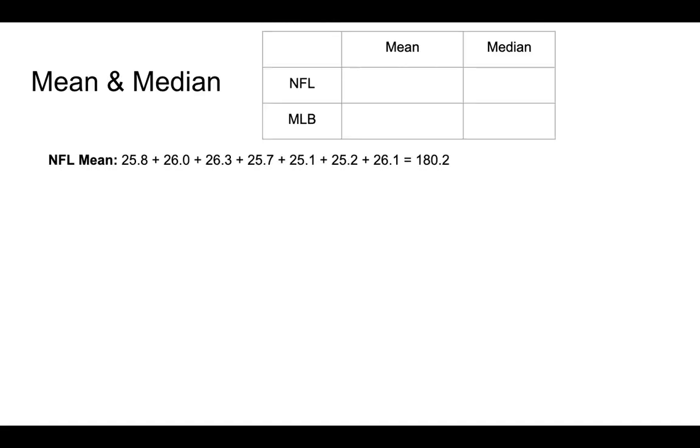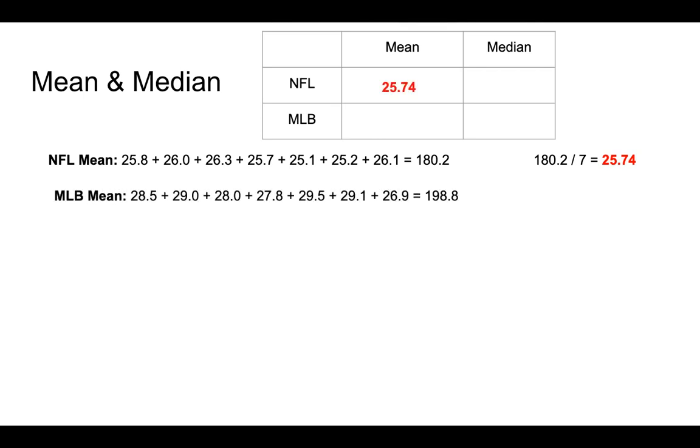If we take the NFL mean, we take all of the ages and we add them up, and we get 180.2. Because there are 7 data points, we divide by 7 and get 25.74 as the mean age of NFL players. For the Major League Baseball mean, we add everything up that was in the table. We get 198.8, divide by the 7 data points, and their mean average age is 28.4. Notice the average age of baseball players is higher than the average age of football players for the mean. Let's see what happens with the median.